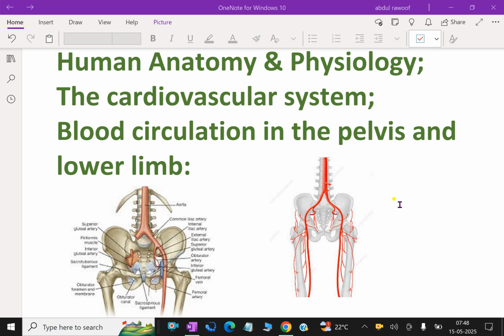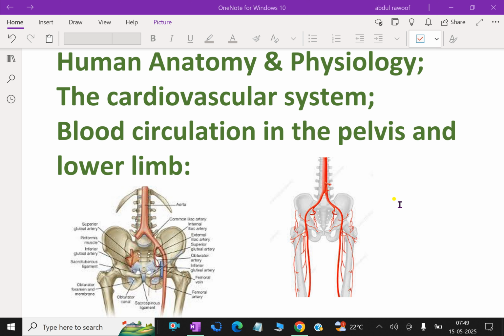Arterial supply. Common iliac arteries. The right and left common iliac arteries are formed when the abdominal aorta divides at the level of the fourth lumbar vertebra. In front of the sacroiliac joint, each divides into the internal and the external iliac arteries.